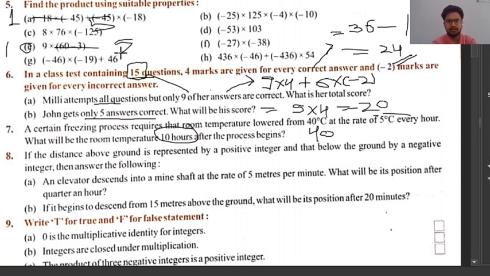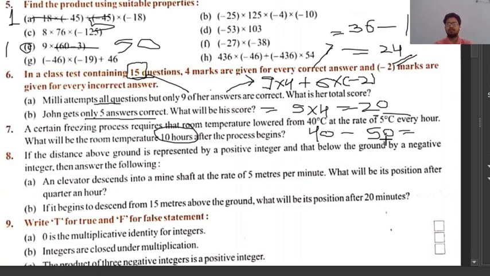10 times 5 is 50. It means at 50 degrees, which sign do you use for degrees? Minus sign. We have to apply a negative sign here. How much do we need to decrease here? 50 degrees. Okay, now you subtract this value.